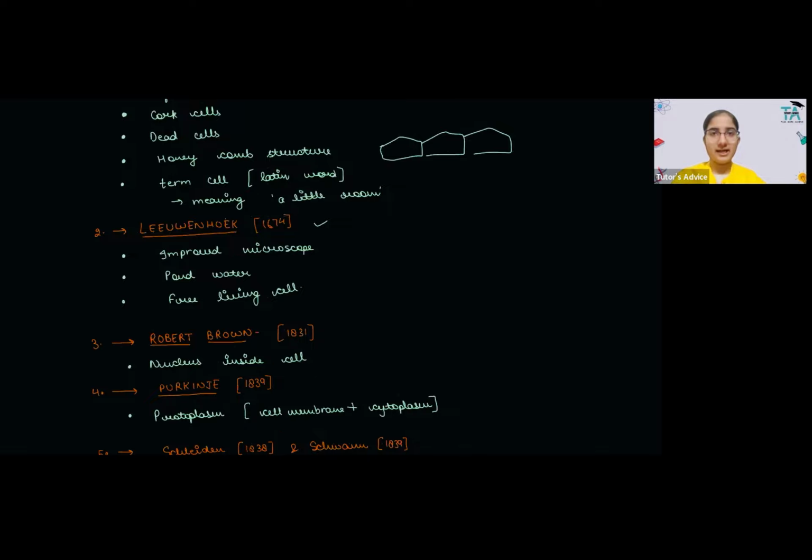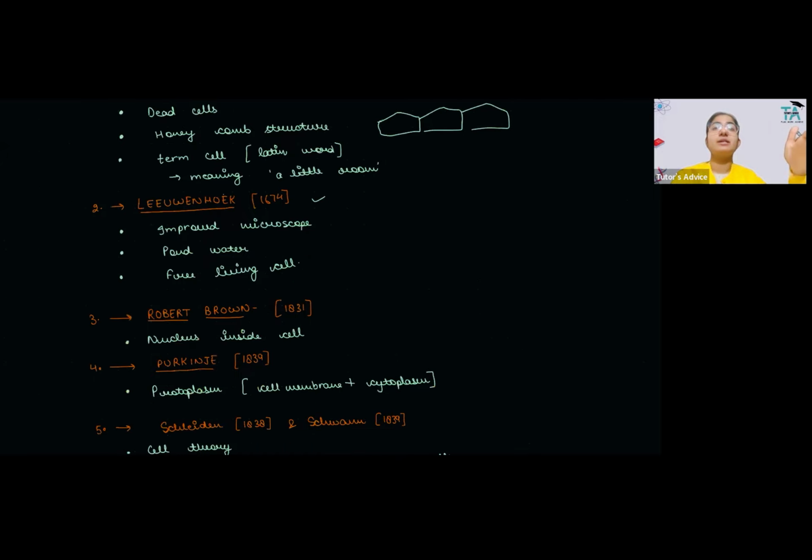So what did he use again? He used an improved microscope, and he actually discovered the cell within pond water. Now, in pond water, what kind of cell can we have? We can have so many microorganisms in that, right? There will be many microorganisms, and those can be unicellular also. So he took the microorganisms from the pond water and discovered the cell within it. He was the first person to discover the living cell.